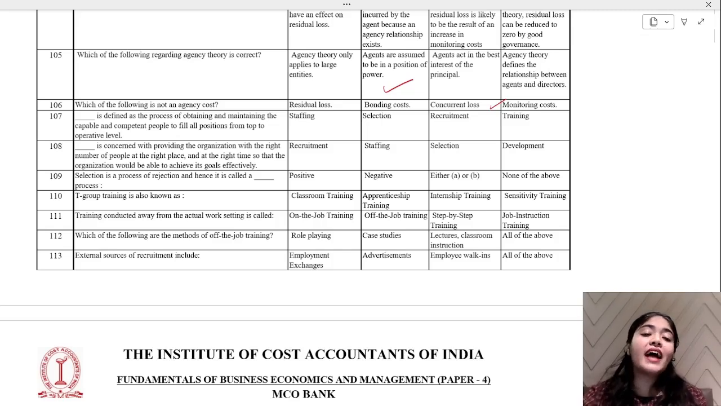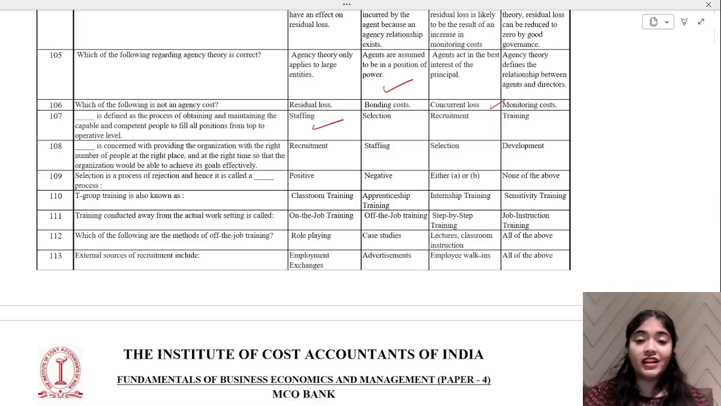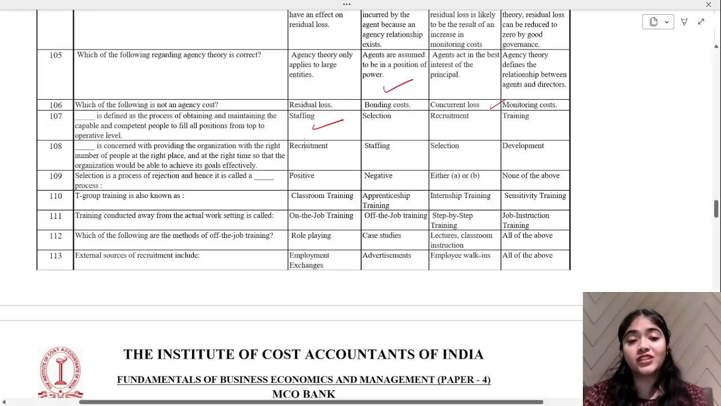Dash is defined as the process of obtaining and maintaining the capable and competent people to fill all the positions from top to operative level. Staffing, you know it very well. Dash is concerned with providing the organization with the right number of people at the right place and at the right time so that the organization would be able to achieve its goal effectively. So that is again staffing.